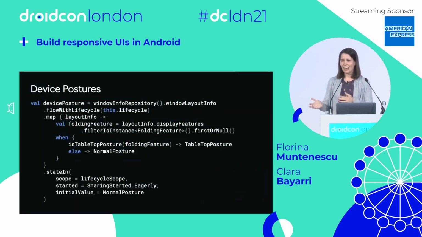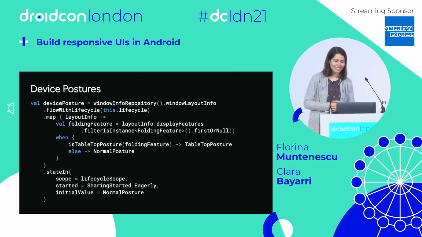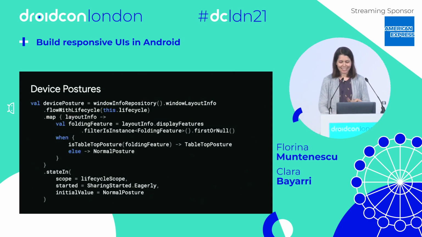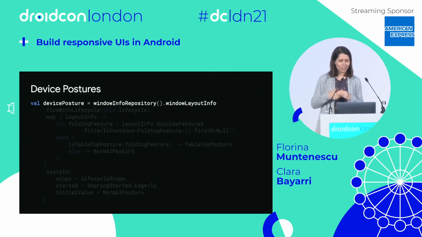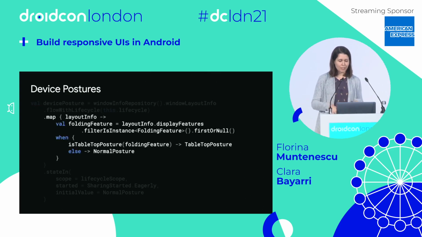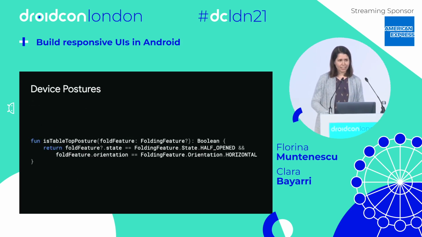So how do we do this? Similar to before, I'm going to show you some integration code. We are working on making this easier, but in the meantime, it's actually easy to do. We reach into WindowManager for the window layout info. We tie it to our lifecycle so that Compose is reading this properly. And then we can map the different information it gives us to postures that we're interested in listening for. So for example, we may want to listen for tabletop. We're going to define tabletop as the case when the device is half opened and in a horizontal position.